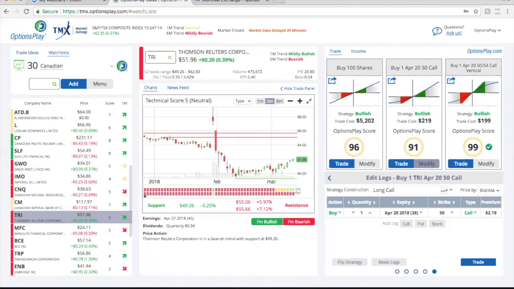Bruce is asking, can you look at weekly options? Absolutely. Every single option that you can trade is available here. We don't differ between weekly and monthlies. So depending on the stock, not every stock has weekly options, but the ones that do, every single option that's listed, you can trade here at OptionsPlay, or you can at least analyze using OptionsPlay.